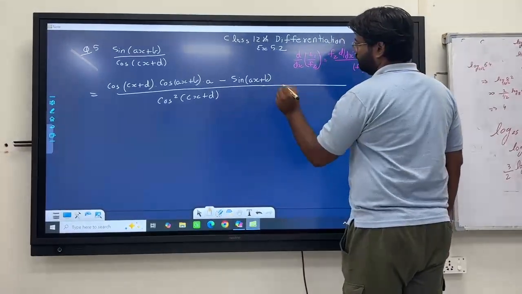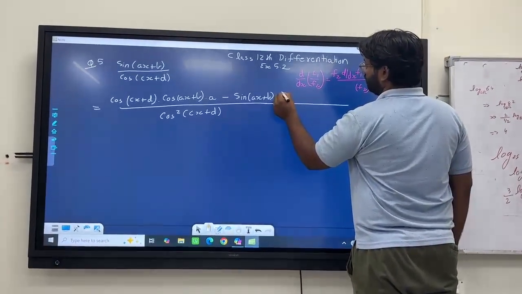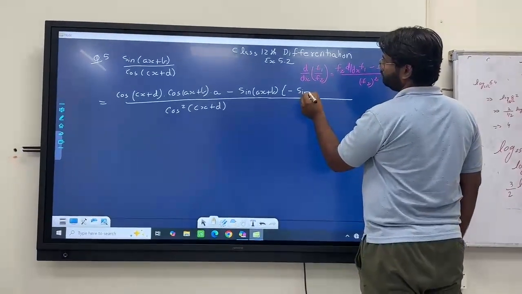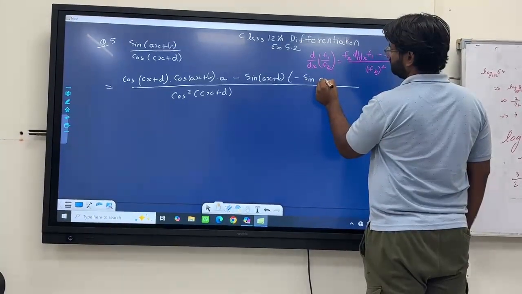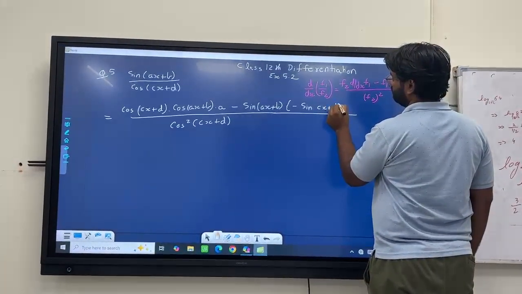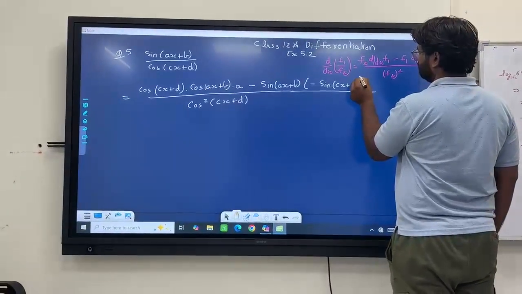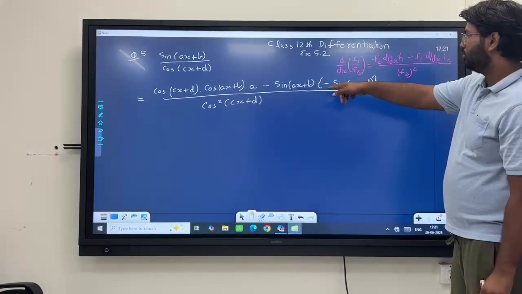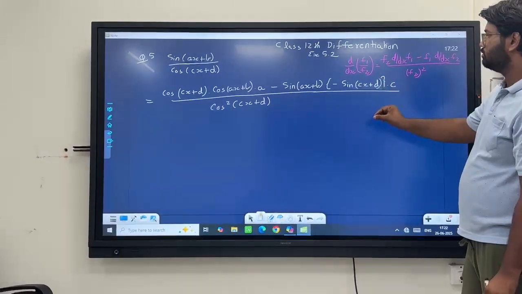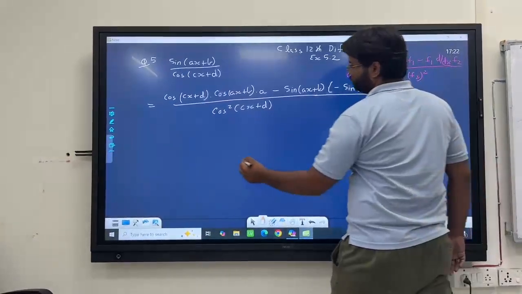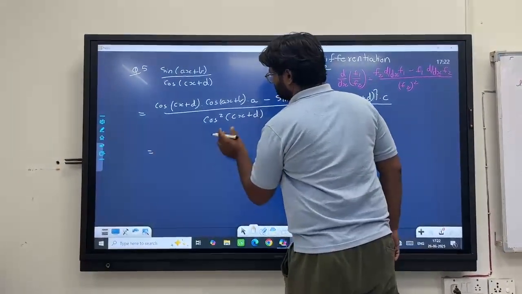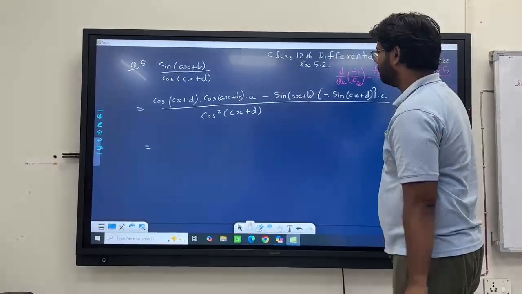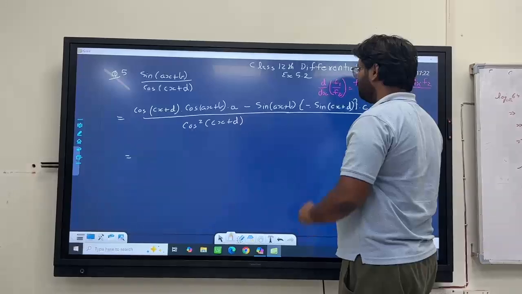Now we will differentiate the denominator, so it will be minus of sine cx plus d into c. Now why is there a minus sign? Because d by dx of cos theta is equal to minus sin theta. So now we will separate the denominator and also we will multiply this minus with this minus, so we get the plus sign. Okay. So let's start.